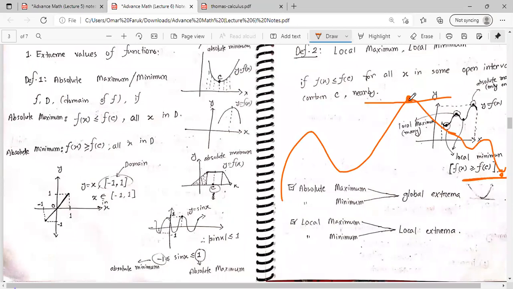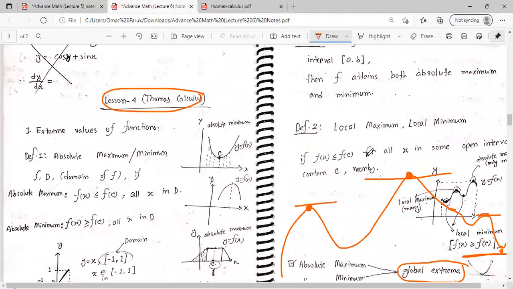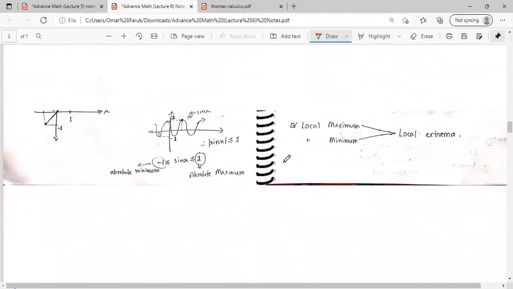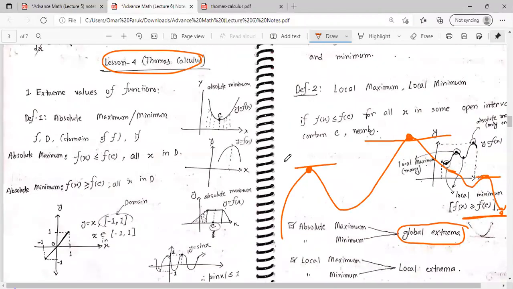So these 2 points are called global extrema. And you can see some other little mountains here. This is one mountain, this is another little mountain. So they are local extrema. To find the global extrema, let's see a real example.